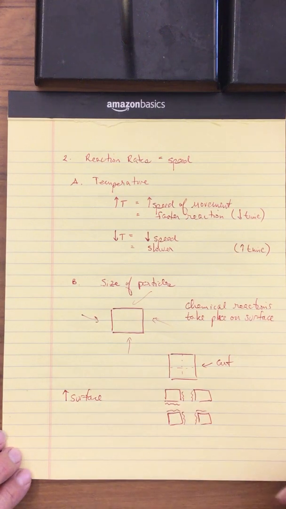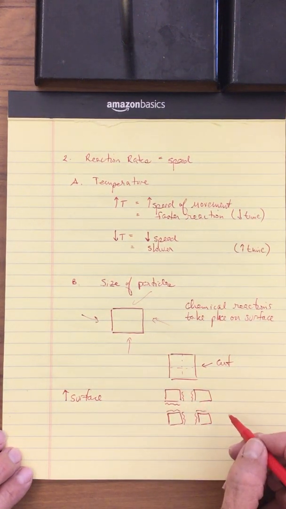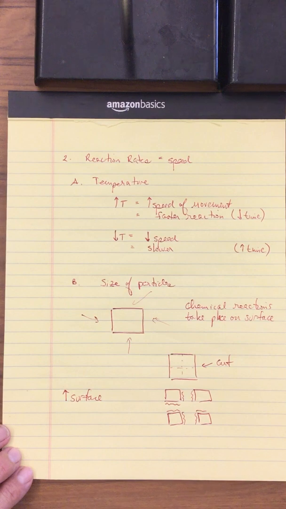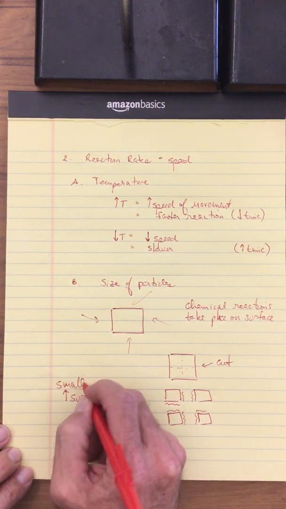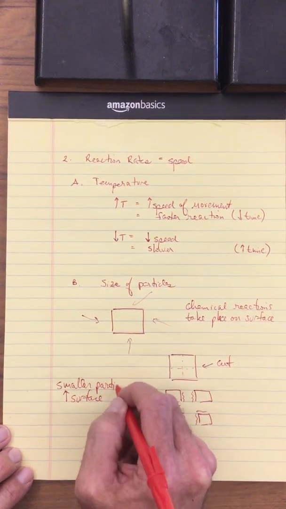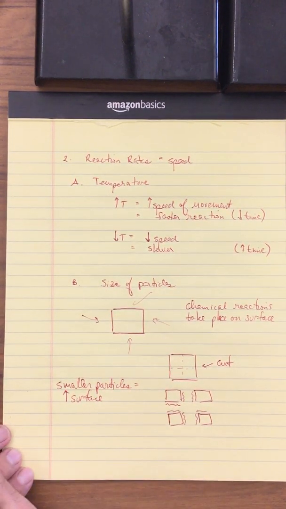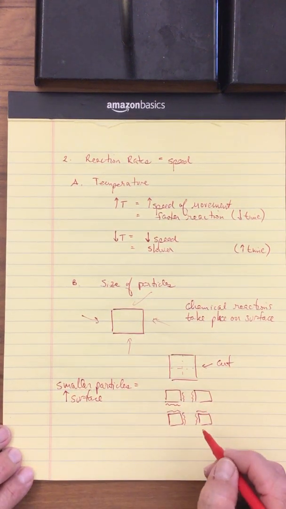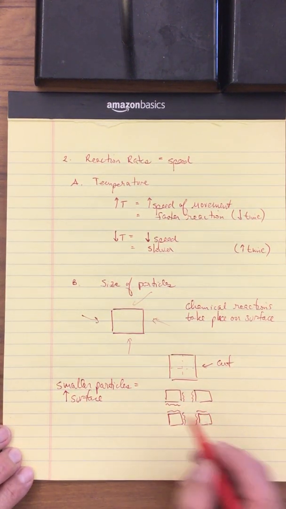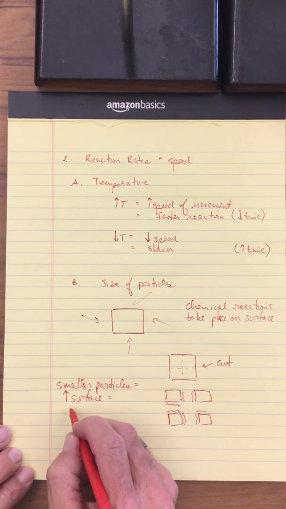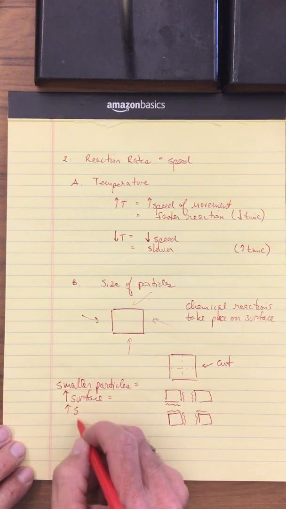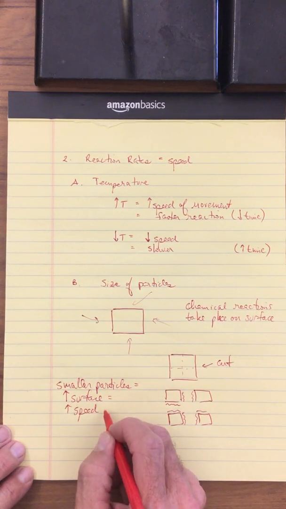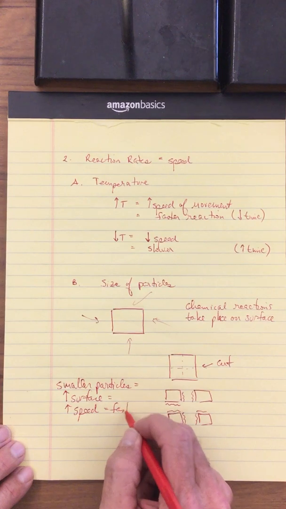So if you increase the surface, what's happened to the size of my particles? We've actually made smaller particles. So when you have smaller particles, smaller particles is then going to increase the surface. And if it's going to increase the surface, what's that going to do to the reaction rate? Is it going to make it go faster or is it going to make it go slower? It's going to make that reaction go faster. We increase the speed of the reaction. So it's going to go faster.